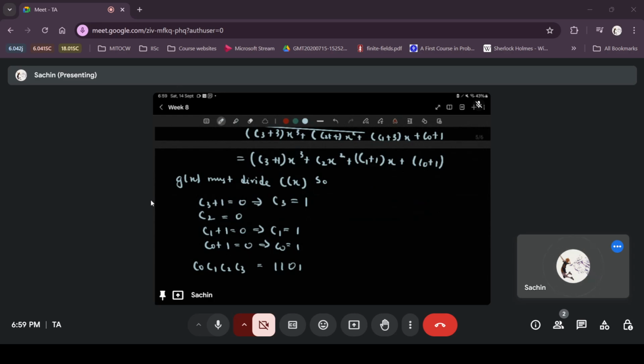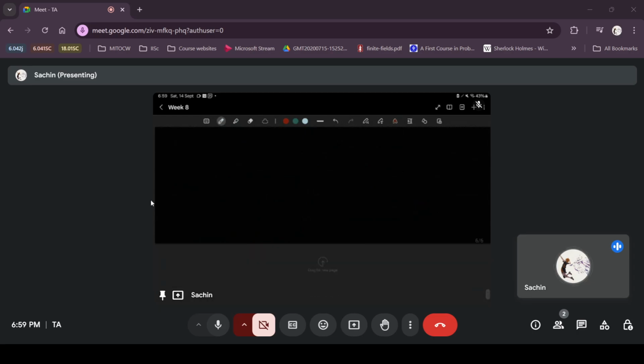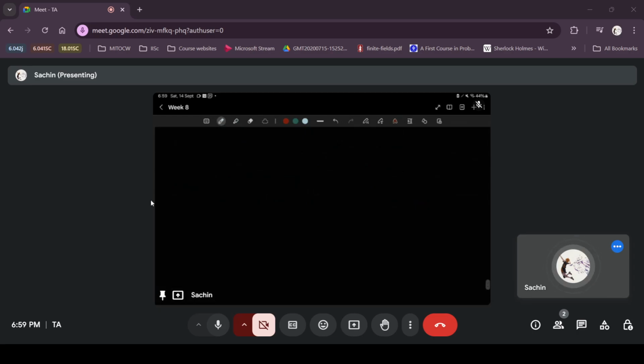That's all. Quite simple, as long as you know how to do polynomial division, and you don't forget that you are in mod 2 space.